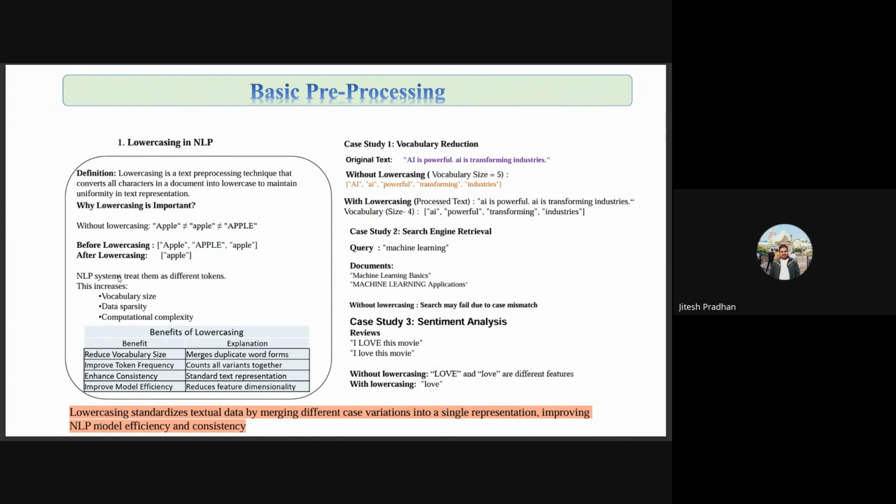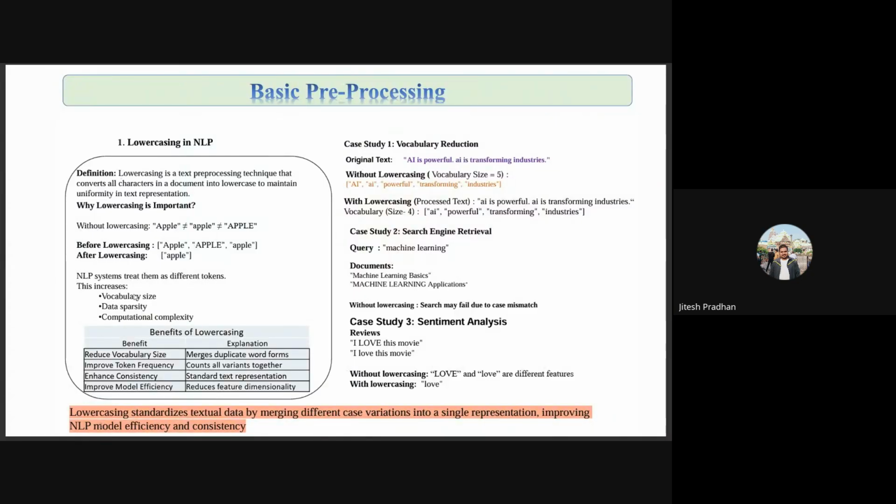Why this? Because an NLP system treats these three as different tokens. We will see that a token is basically the smallest unit of your NLP or your sentence. We can extract tokens at the character level, or at the word level. When we are extracting at the character level, capital A and small a will be different. So that's why these three may appear as three different tokens. To avoid this, we lowercase it, so that it generates the same token.